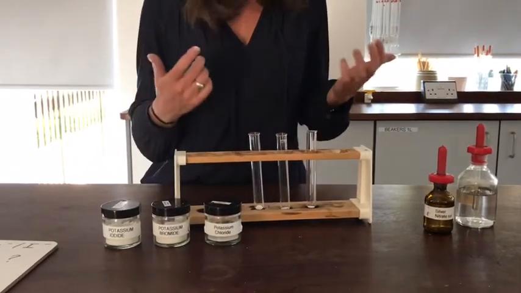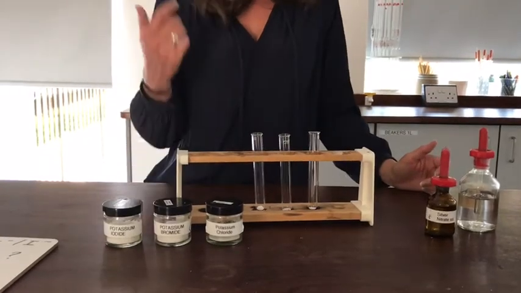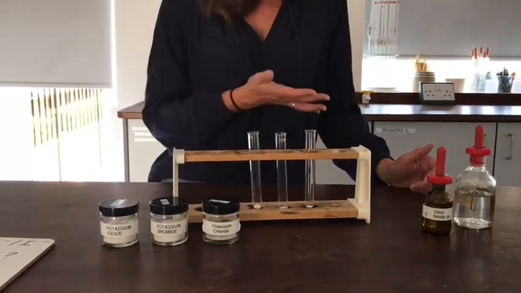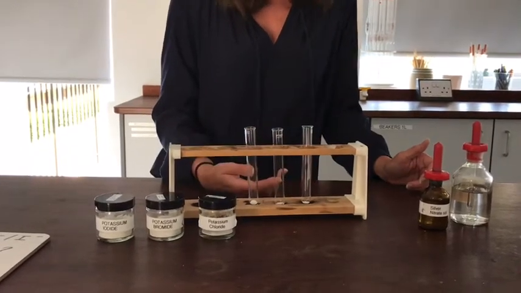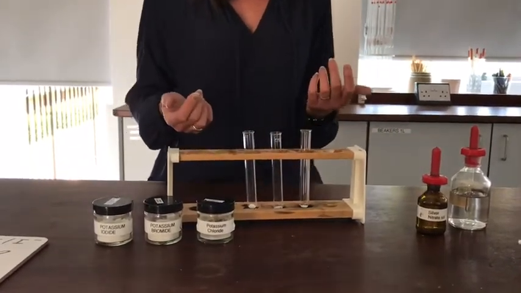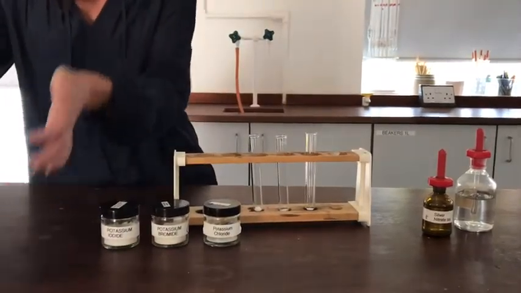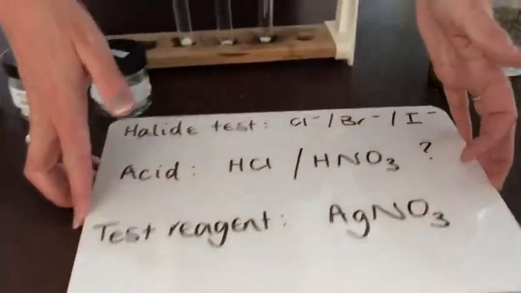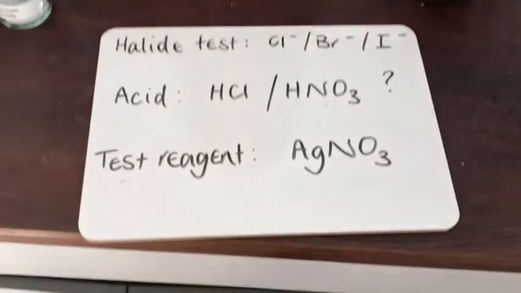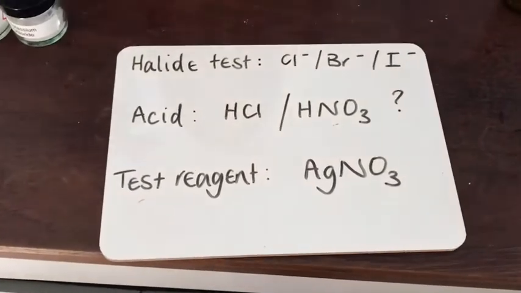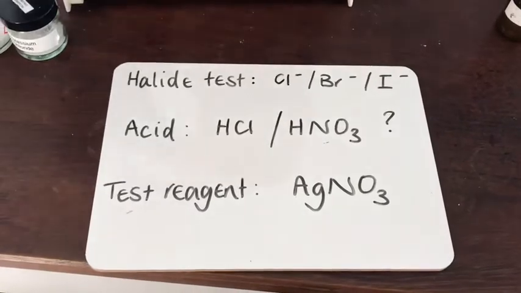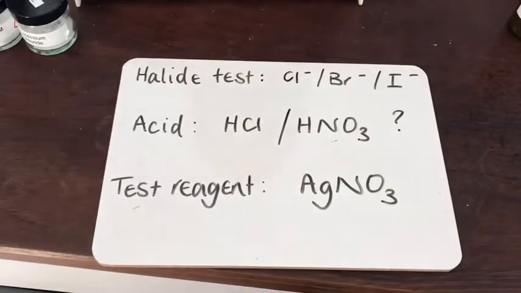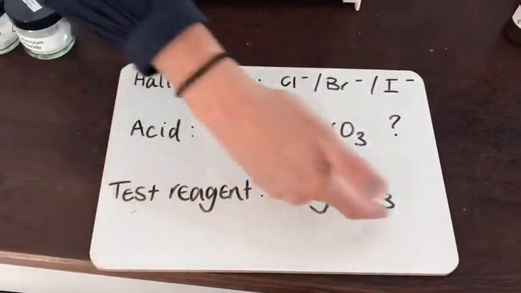Now we've got that same dilemma that we had before. We've got to add an acid to them to neutralise any hydroxide ions or remove any carbonate ions that might be contaminating them, and then I can add my test reagent. So let's just have a little look at what might be a good choice of acid to use. So for the halide test, I've got hydrochloric acid available to me, sulfuric acid potentially if I wanted it, or nitric acid. My test reagent is silver nitrate.